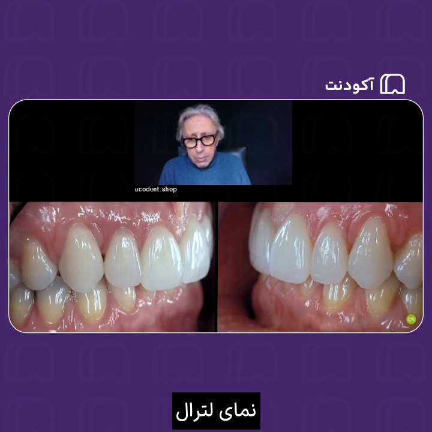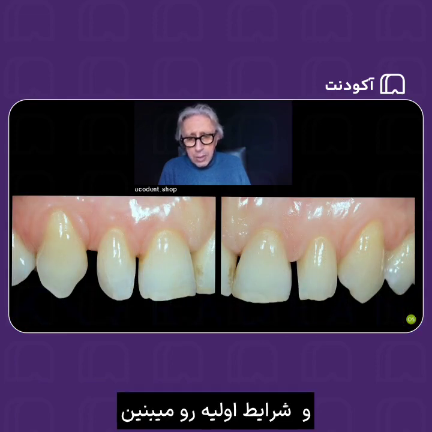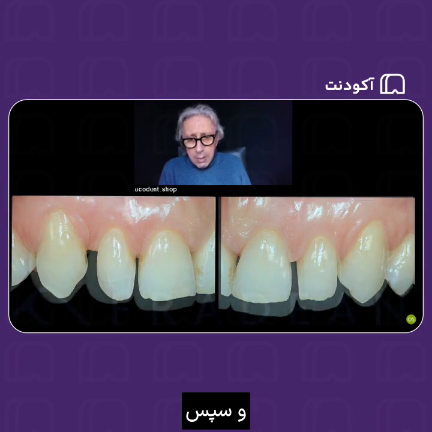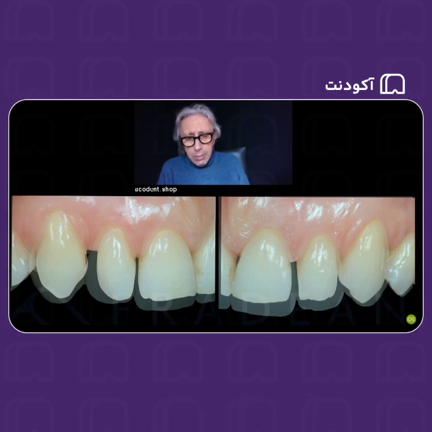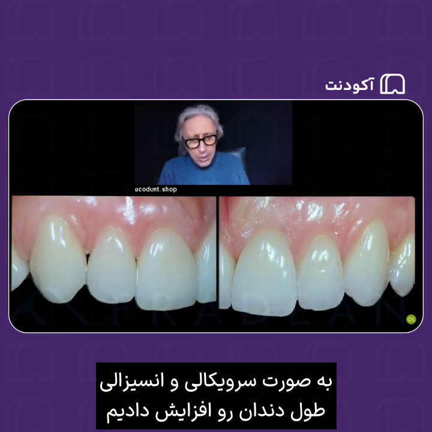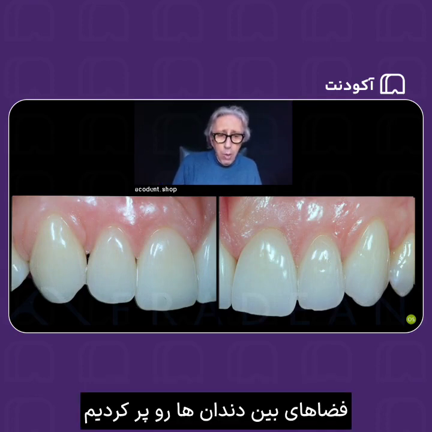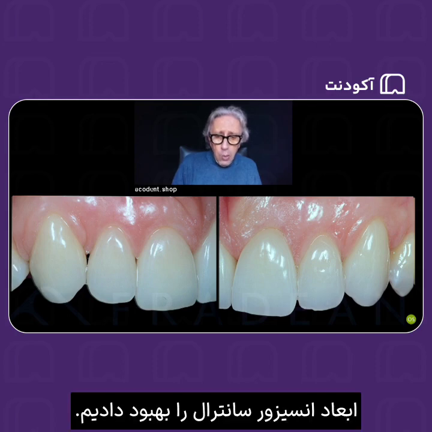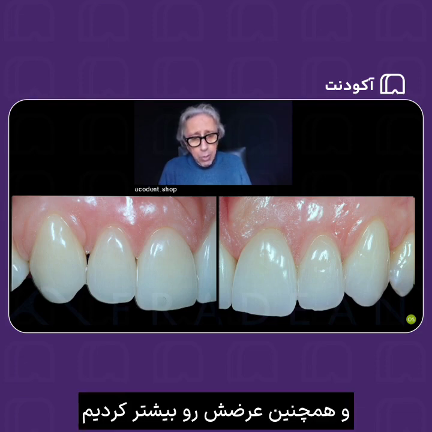Lateral view. And you see the beginning situation. And then what we have done is increase the volume everywhere, cervically and incisally. We also increased the length of the teeth partially. You obtain a better result. We close the holes between the teeth, the diastema. We optimize the central incisor proportions and also width.